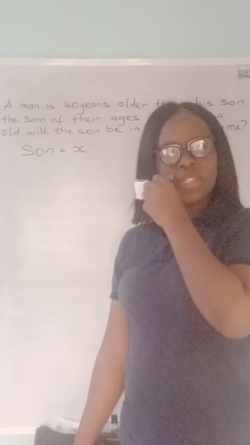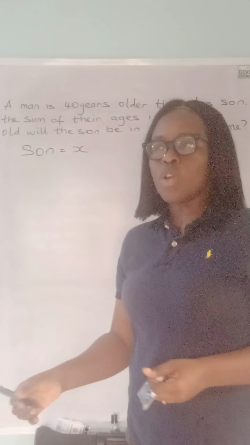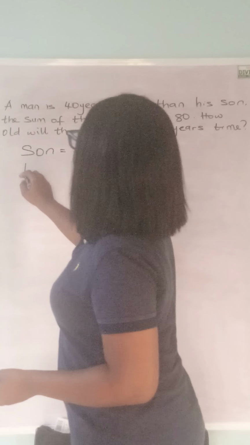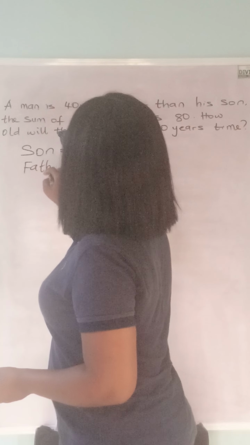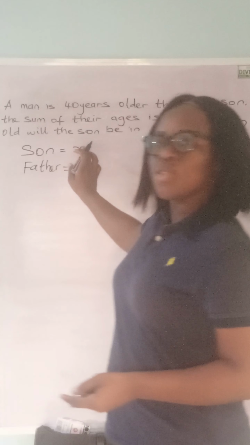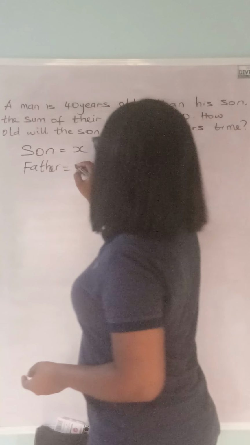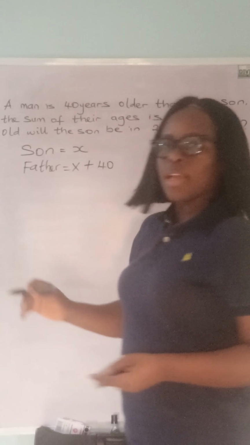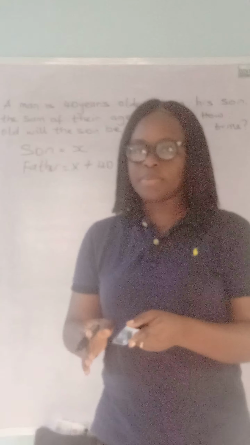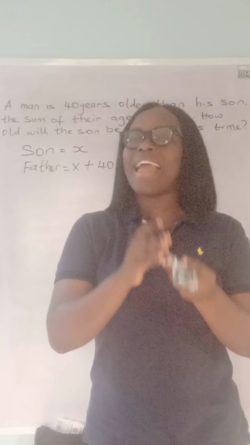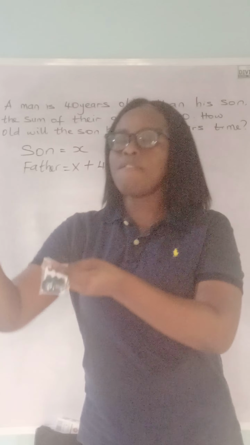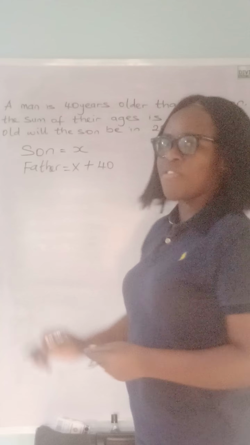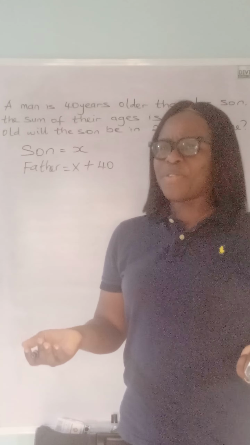The father's age is 40 years older than the son. And when we want to get the father's age, based on the son that we already have, we say the son plus 40. Now we know that the son is x. So the father's age is going to be x, which is the son, plus 40. Now that we have assigned something to the son and the father, I think it makes it very easy for us at this point.